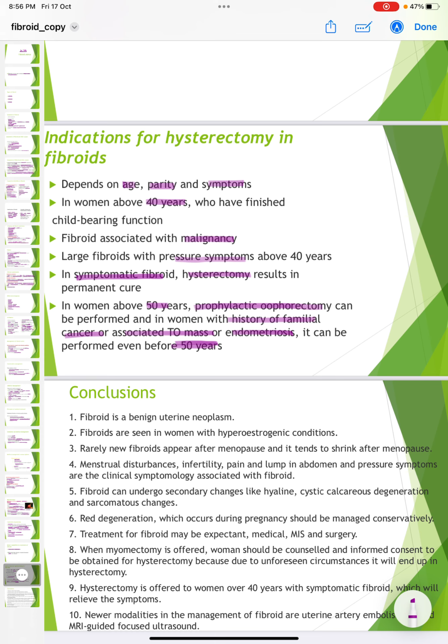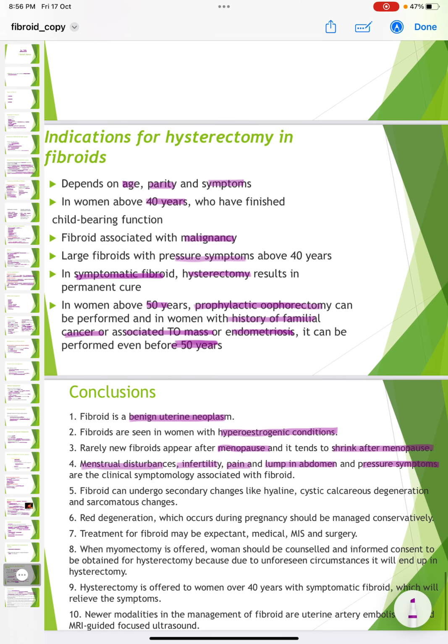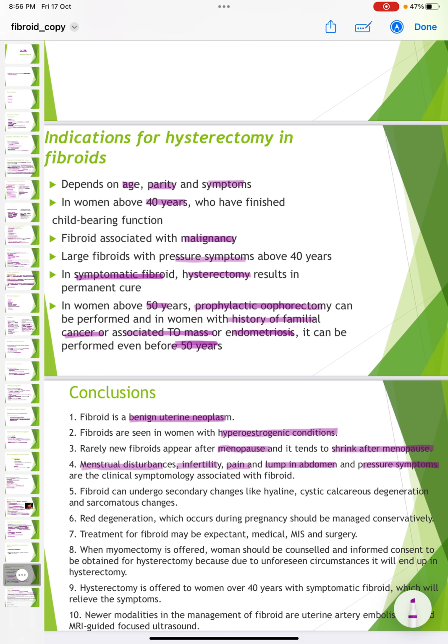So in conclusion, this is a brief video on fibroid. Fibroid is a benign uterine neoplasm. Fibroid is seen because of hyperestrogenic conditions. Rarely do new fibroids appear after the menopause, and they tend to shrink after the menopause. Menstrual disturbances, infertility, pain, lump in the abdomen and pressure symptoms are the clinical symptoms associated with fibroid. Secondary changes are hyaline, cystic, calcareous degeneration and sarcomatous changes. Red degeneration occurs during pregnancy and should be conservatively managed.